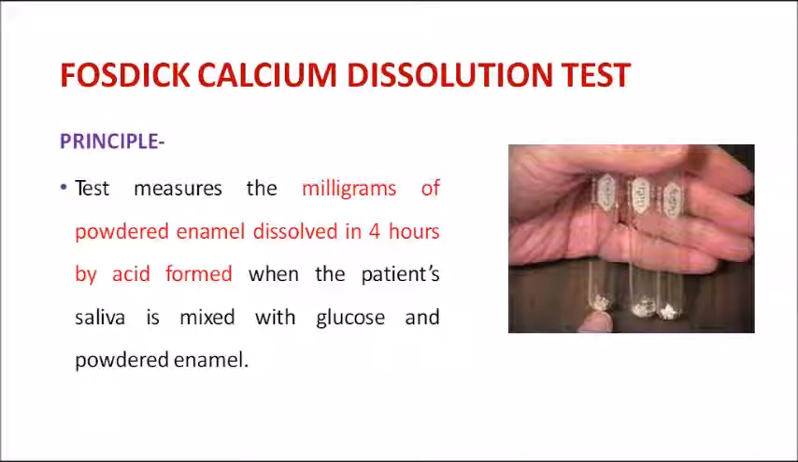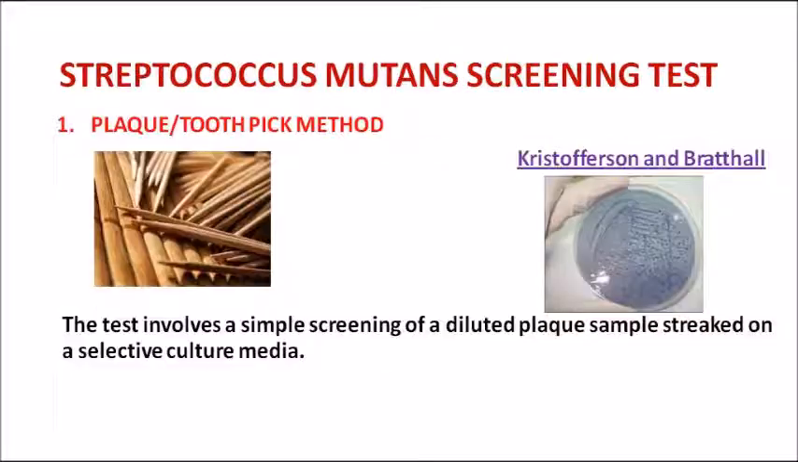The enamel gets dissolved at a very fast rate. That is what the Fosdick calcium dissolution test measures, when the patient's saliva is mixed with glucose and the powdered enamel. If the dissolution rate is slow, then it is less caries active. Clear? So next we have the Streptococcus mutans screening test.